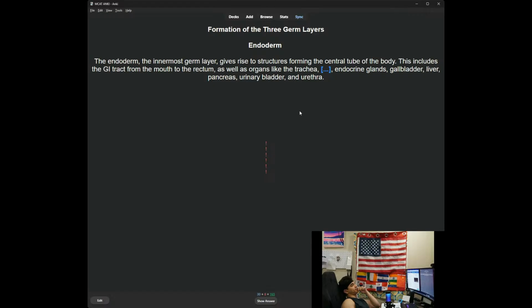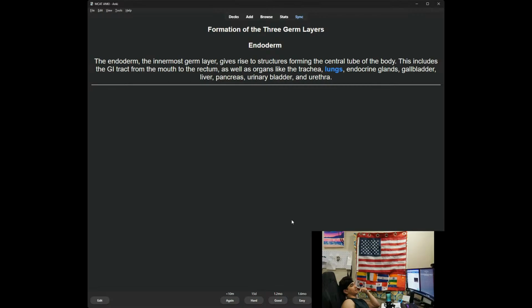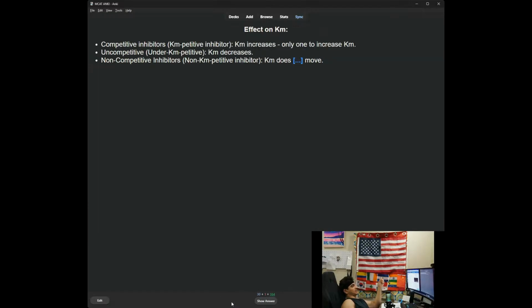Gallbladder. Urinary bladder. Oh, we didn't see the glands yet. We got thyroid, parathyroid. Oh, we got lungs. I don't know why I forget lungs. I always forget lungs.